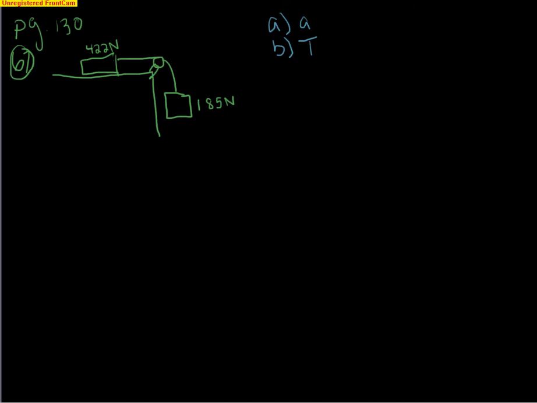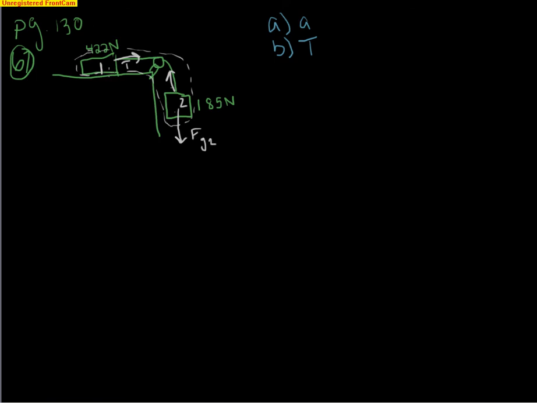Probably the easiest way to do this problem is to treat this system as one single body. So if we look at it as one single body, then we can consider the tensions as within the system, and they'll cancel each other out. And then the only other thing left will be the weight of this block pulling down. We'll call this block 2, and this will be block 1. So this will be FG2.